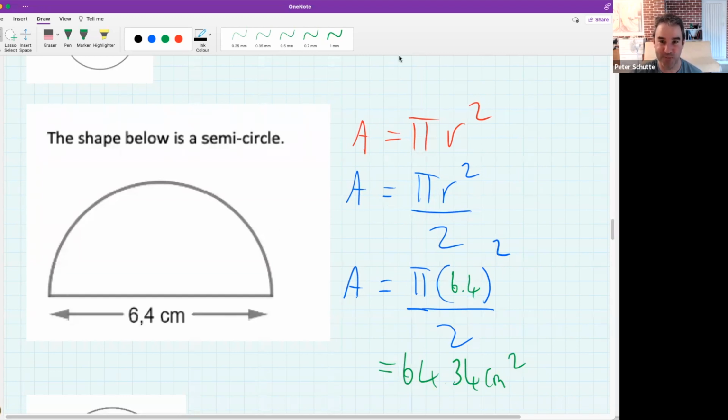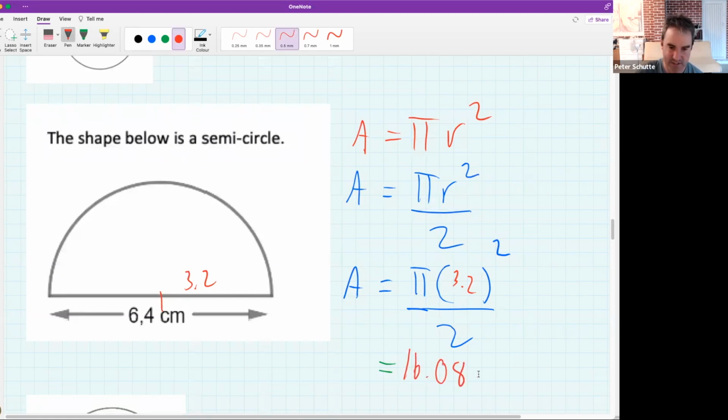That is an impressive catch there. Love it. You see, I was being a little bit too relaxed. And so actually, you're quite right. This should be 3.2. Good one. Thank you. Okay, so the final answer is this. We're going to go pi times 3.2 squared divided by 2, and we should get 16.08, and that should be centimeters squared.